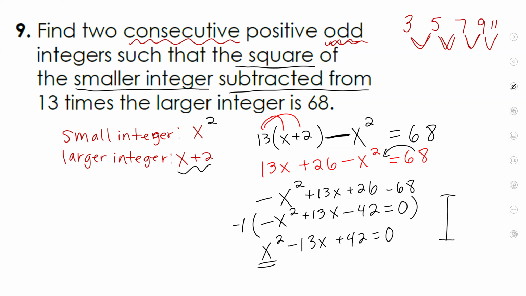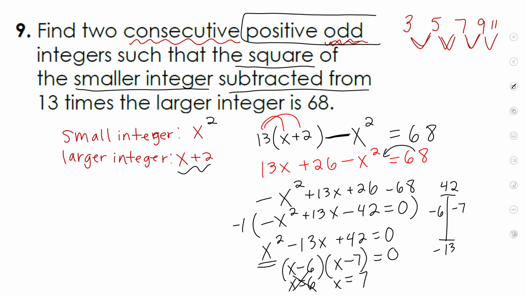All right, guys. So I need two numbers that multiply to 42 but add to negative 13. Yep, so it'll be negative 6 times negative 7. So my factors are x minus 6 times x minus 7. So if you solve, you get x equals 6 and x equals 7. I'm not going to choose this one because that one's even. And our problem says we want a positive odd integer. So 7 is odd, so that is our answer.